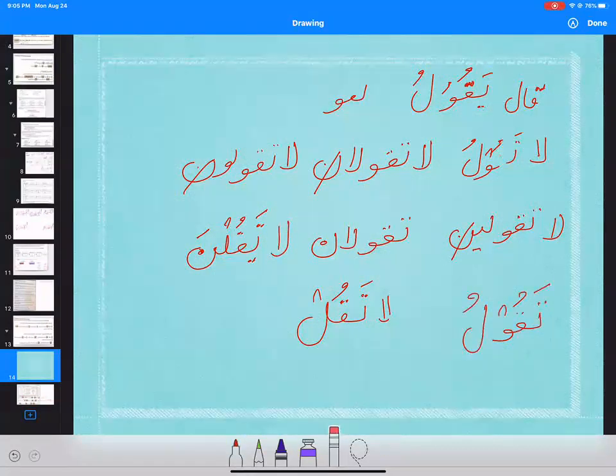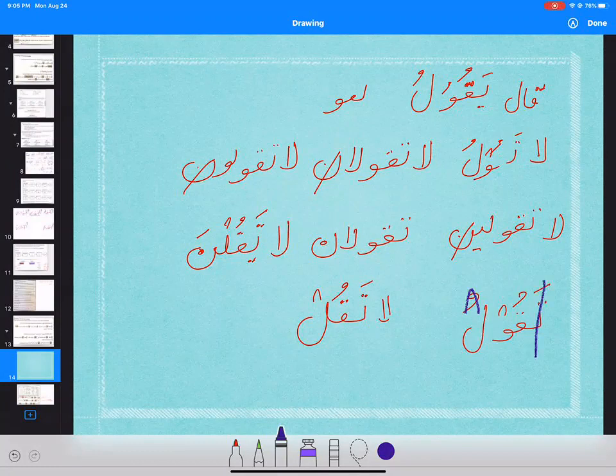So we need to make it majzoom. And we need to drop this. And again, we have two sukoons. We need to drop this one over here. So what are we left with? Qul. Okay, we say qul, qul a'udhu bi rabbil falaq. So you will see qul a lot in Quran Pak. This is how qul happens.